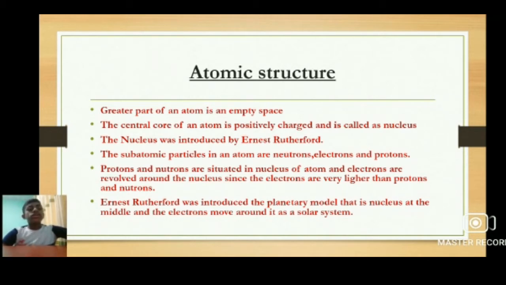The subatomic particles in an atom are neutrons, electrons and protons. Protons and neutrons are situated in the nucleus of the atom, and electrons revolve around the nucleus. Since the electrons are much lighter than the protons and neutrons, Ernest Rutherford introduced the planetary model, that is, the nucleus at the middle and the electrons moving around it like the solar system.